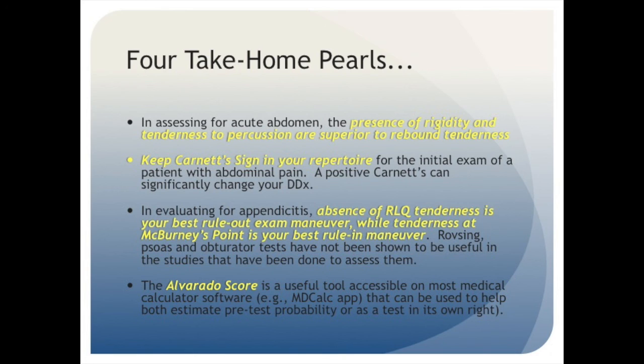Third, while right lower quadrant tenderness and tenderness at McBurney's point are useful in the evaluation of appendicitis, Rovsing, psoas, and obturator tests, as individual tests, have not been shown in studies to be useful in ruling in or ruling out appendicitis. Finally, while by no means perfect, the Alvarado score is an easy-to-use and validated tool for either coming up with your pretest probability or using as a test in its own right for the evaluation of a patient who may have appendicitis.